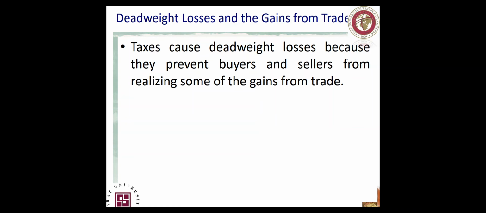There is some area which is not used or which is not benefited from by anybody. All right. So that's exactly the problem. Tax itself is an income to the government, but it creates some deadweight loss. It creates some loss from the overall participation in the market.